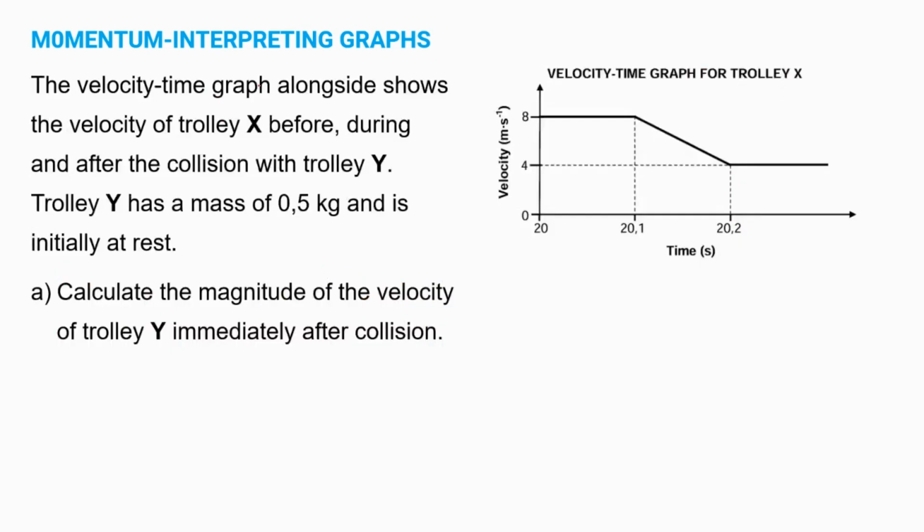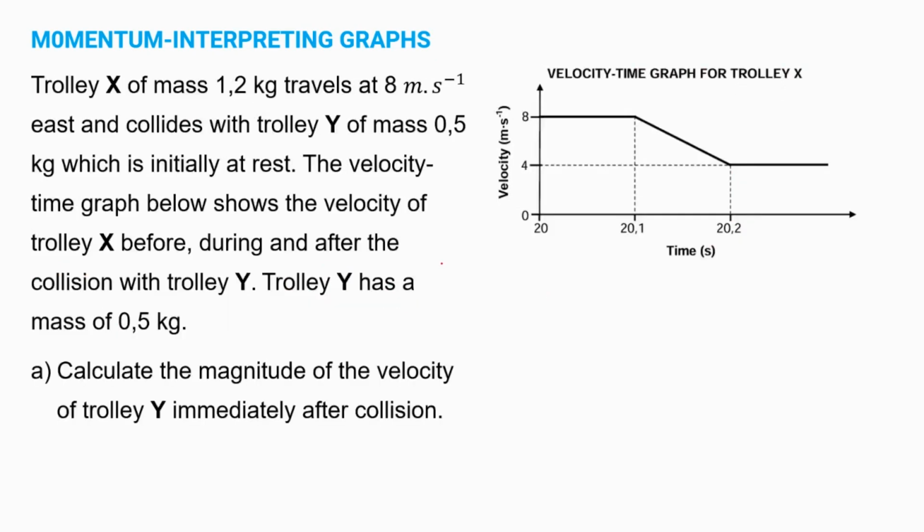What about the velocity time graph? Right, let's look at this example. This is the velocity time graph. From the velocity time graph, what can we get? We can get the initial velocity and also final velocity. We can also get the change in time, like 20,1 to 20,2, there should be 0,1.